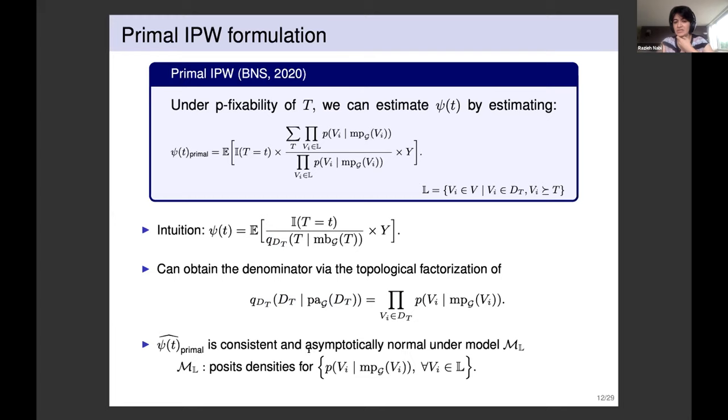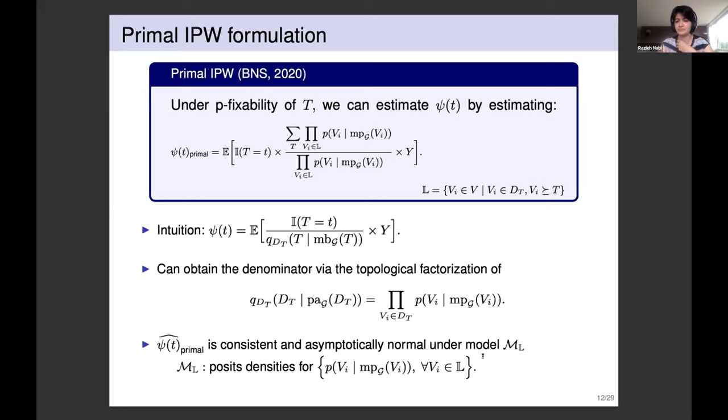under the assumption that all the conditional densities of each vertex given its Markov blanket, where the vertex is in the set L, are correctly specified. All right. So this is still quite an improvement over what we had before, where we needed to specify everything in the sets L and M together. But here we only require a specification of the pieces in the set L.